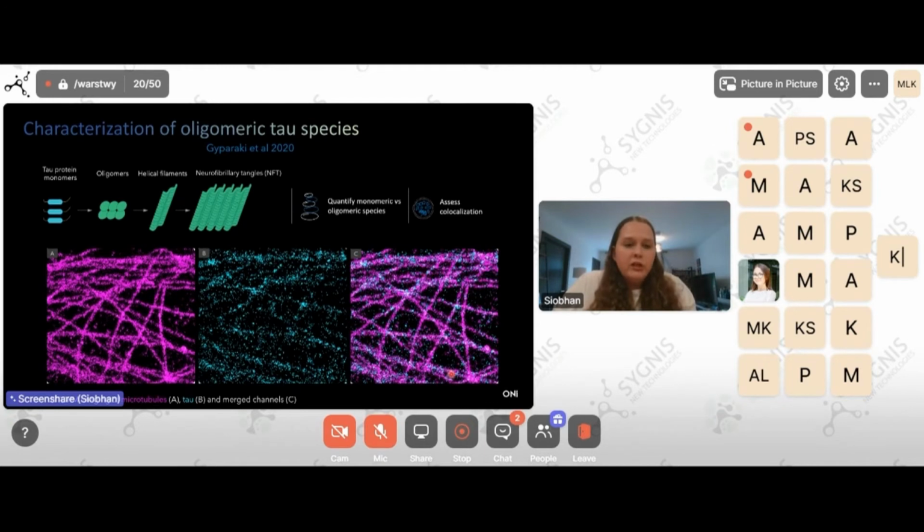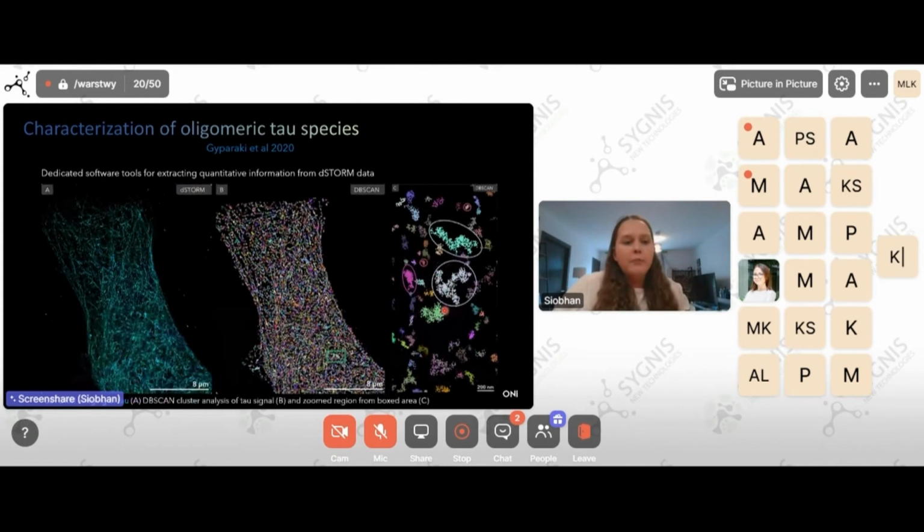So essentially, in the control state, what they found was that all of the tau clusters associated with the microtubules, but in the disease state, none of the tau protein aggregates were associated with the microtubules. So they were actually found to be mainly distributed within the cytoplasm, and they were able to quantify this through clustering. Additionally, they used the clustering to actually look at these monomeric states.